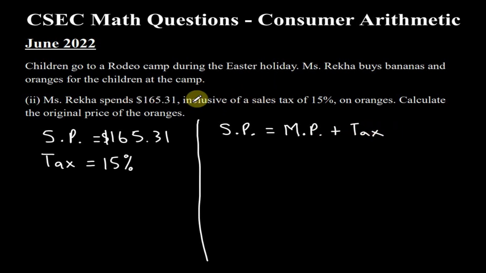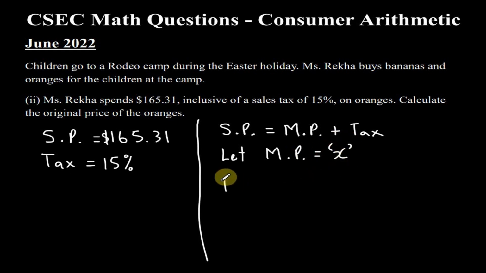So this is inclusive of tax. So the selling price includes the original price plus the tax that was added. So that's what we're going to start off with. I'm going to let the marked price be equal to X. So I'm going to use X to represent the marked price.